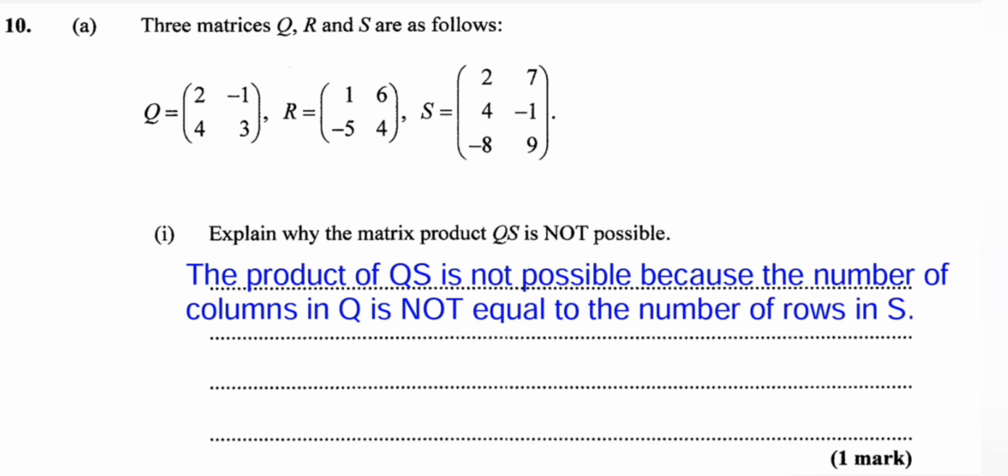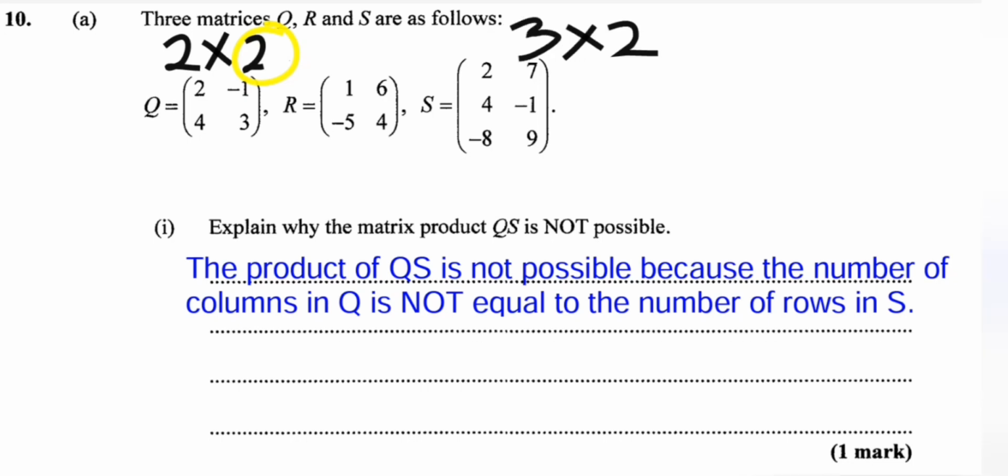of rows in S. If we write down the order of these matrices, we'll see that Q has 2 rows and 2 columns. I'm highlighting the columns in Q, and S would have 3 rows and 2 columns. So I'm going to highlight the number of rows in S. These numbers are different, so these two matrices cannot be multiplied.